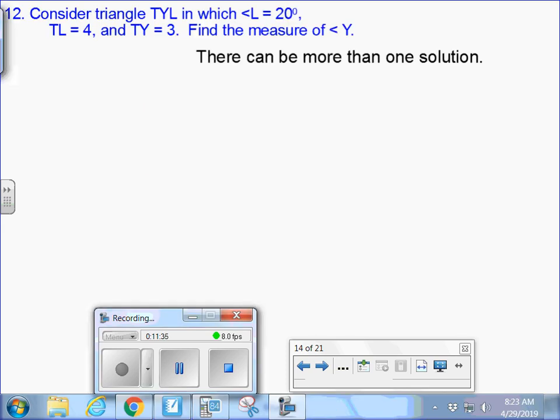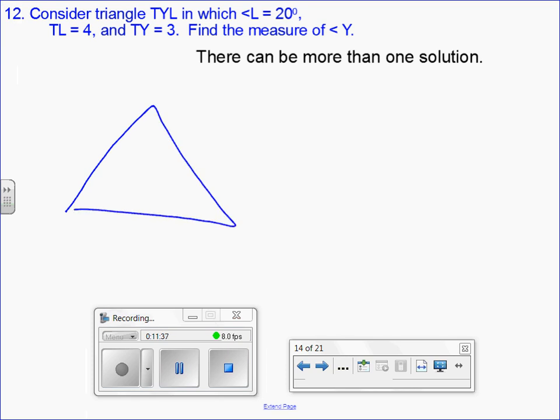All right, we are going to consider triangle TYL. I'm definitely going to draw that. I don't attempt problems without drawing things. TYL, in which L is 20, TL is 4, TY is 3. Make sure I labeled that correct. I always ask myself, is it a right triangle? And if not, do I have a complete set of partners? It's clearly not a right triangle, but do I have partners? Yes, I do. So probably use law of sines.